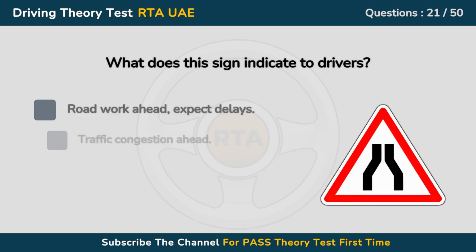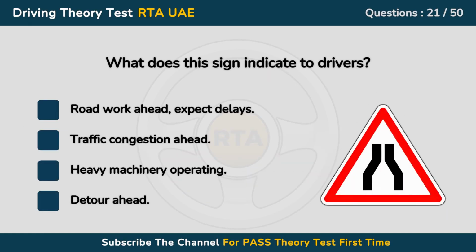Question 21. What does this sign indicate to drivers? A. Road work ahead, expect delays. B. Traffic congestion ahead. C. Heavy machinery operating. D. Detour ahead.